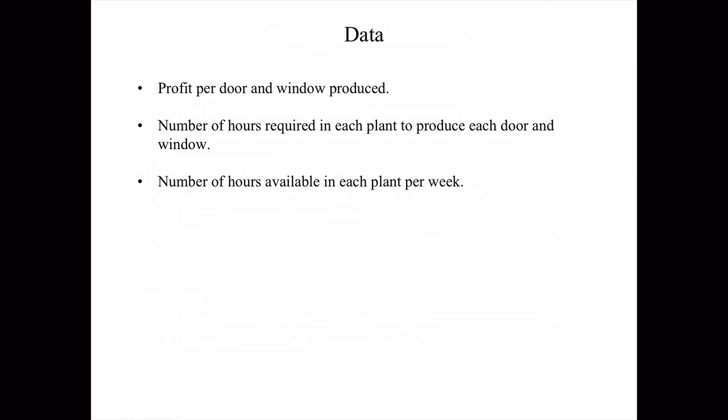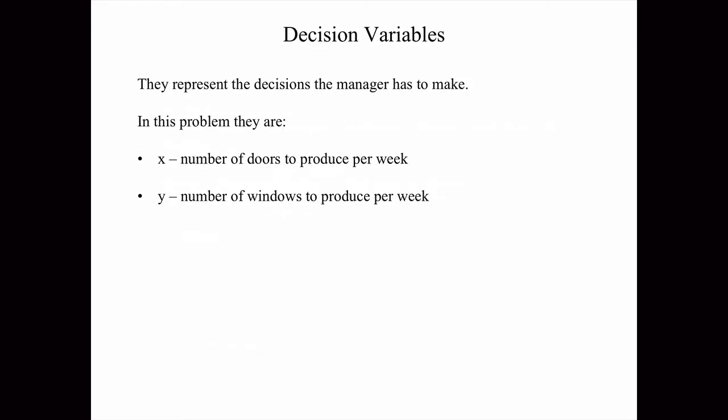Now we're going to start building the other ingredients of our model. The first thing that we need to think about is what are our decision variables. The decision variables are going to represent the decisions that the manager has to make. In this problem, the decision variables can be represented by X for the number of doors to produce in each week, and Y for the number of windows to produce in each week.